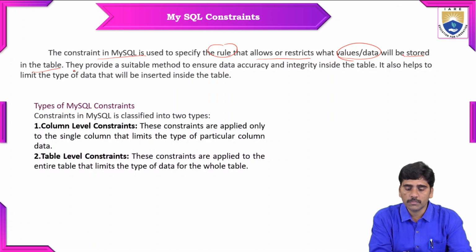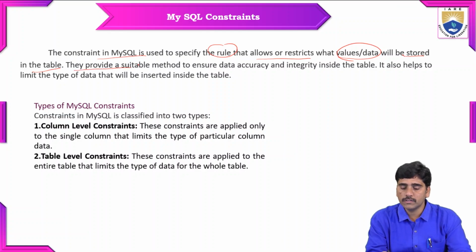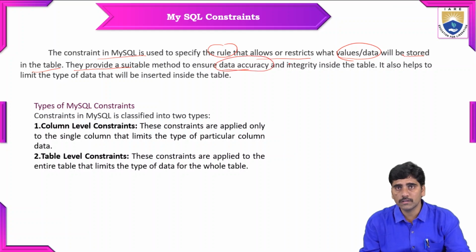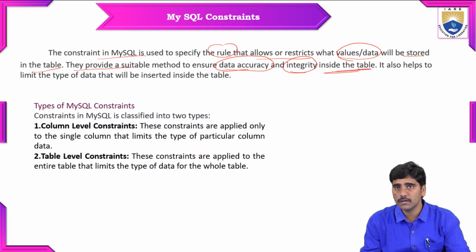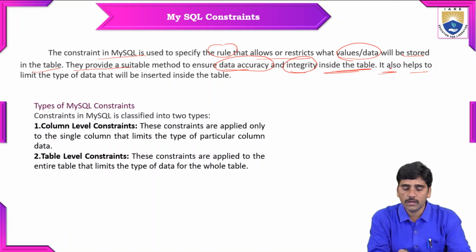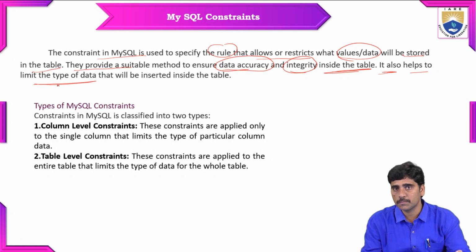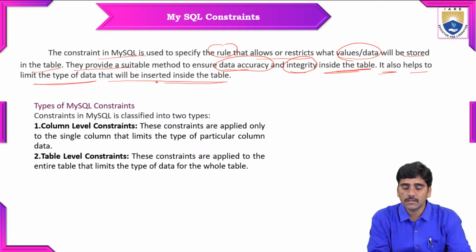They provide a suitable method to ensure data accuracy. The main thing is that it is a suitable method to ensure data accuracy and integrity inside the table. The data should be accurate and maintain integrity, so to maintain that, we can put constraints. We can put constraints on both the columns as well as tables. It also helps to limit the type of data that will be inserted inside the table.